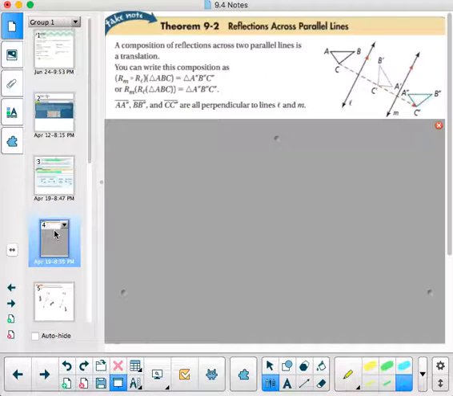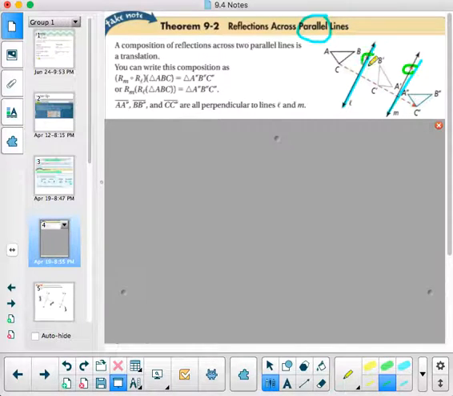The first concept that I'd like to talk about is when I reflect twice. When I do reflection twice, I'm reflecting specifically across parallel lines. So here I have line L and line M. These two lines are given to me as parallel lines.